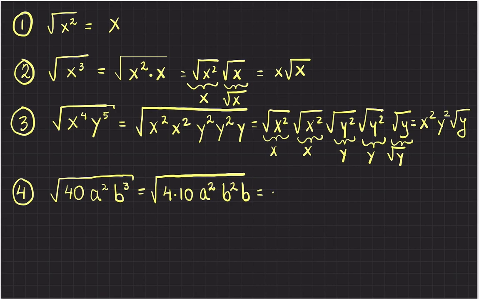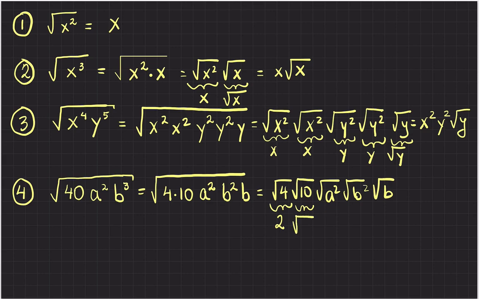Single square roots for each. Square root of 4, square root of 10, square root of a squared, square root of b squared, and square root of b. So square root of 4, 2. Square root of 10, I cannot break that up into two factors where one of those factors is a perfect square number, so I just leave it as square root of 10. Square root of a squared is a, square root of b squared is b, and square root of b, I just write it as square root of b.